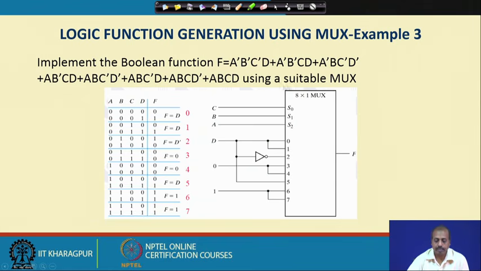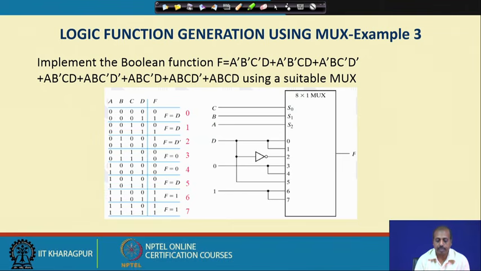This is another example where I have a 4 variable function: a bar b bar c bar d plus a bar b bar c d plus a bar b c bar d, plus all this. So, this is a 4 variable function, and I will need a 16:1 multiplexer if I want to do it directly. If I want to realize it using an 8:1 multiplexer, then we can do it like this.